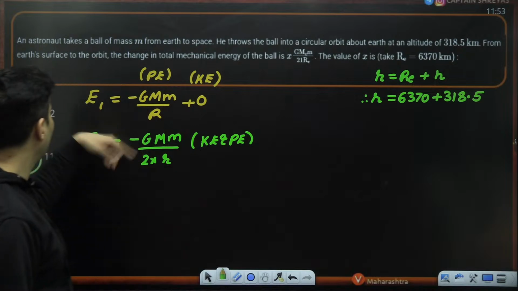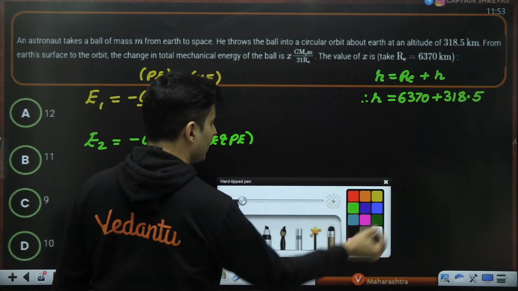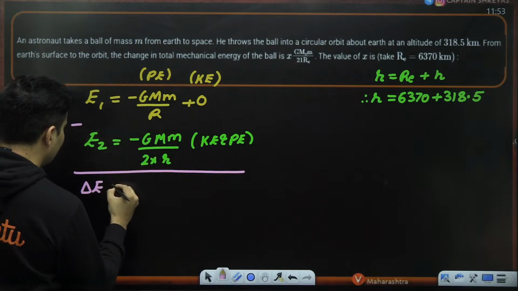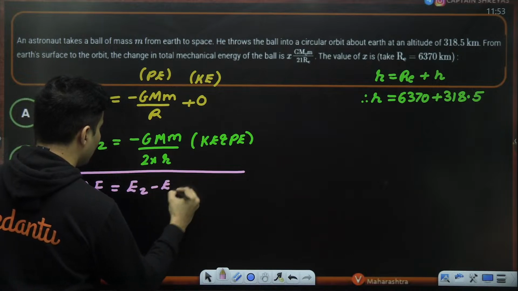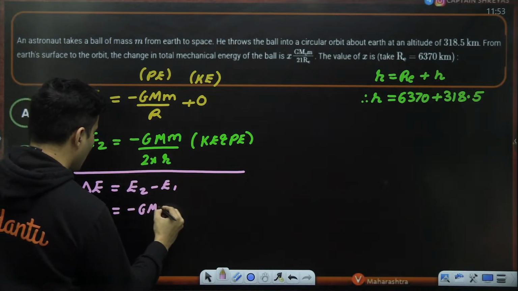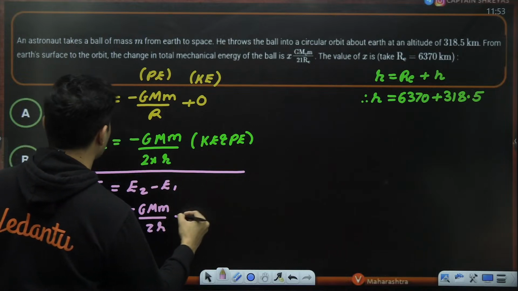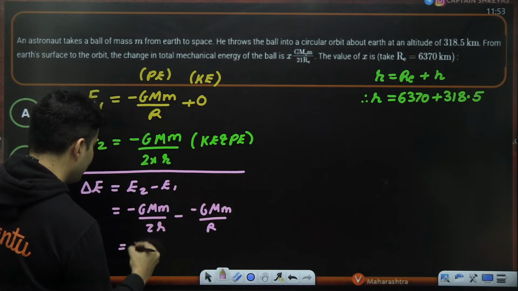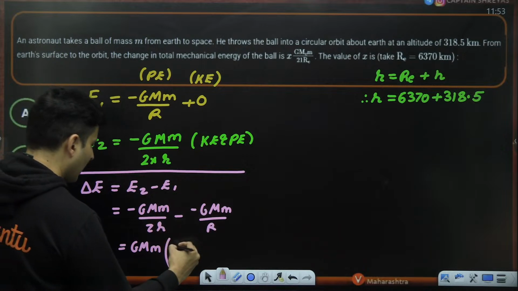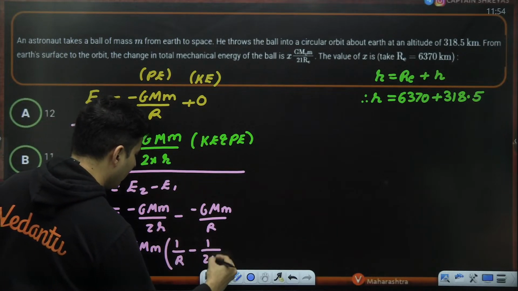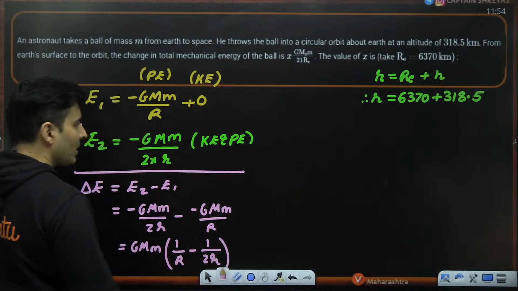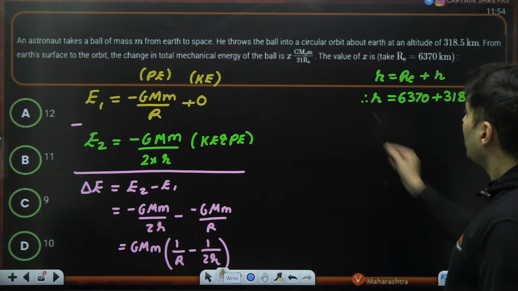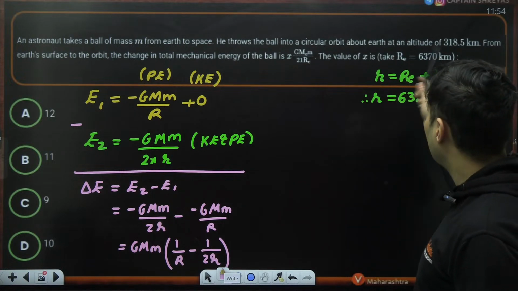Come on, guys. Now we just have to find the change in the mechanical energy. That is the question. So we take this and subtract the other. The change in the mechanical energy means E2 minus E1. So it will be minus GMm by 2r minus minus GMm by R. You can see GMm is common, and you have 1 by R minus 1 by 2 times small r. Now it's just a matter of substituting things, but everything is in terms of R of that particular planet.